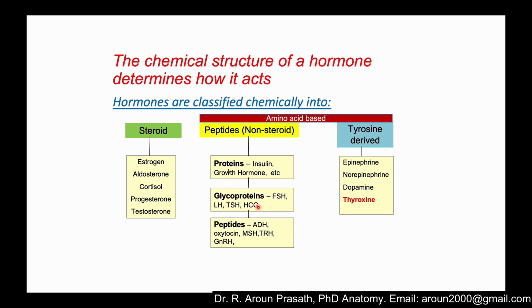Human chorionic gonadotrophin is released by the placenta, that is a glycoprotein type of hormone. Then peptide hormones are antidiuretic hormone, oxytocin, melanocyte stimulating hormone, thyrotropin releasing hormone, and gonadotrophin releasing hormone. These are all the peptide types. Then in the amino acid itself, there is another variety called tyrosine derived hormones, which are epinephrine, norepinephrine, dopamine, and thyroxine.